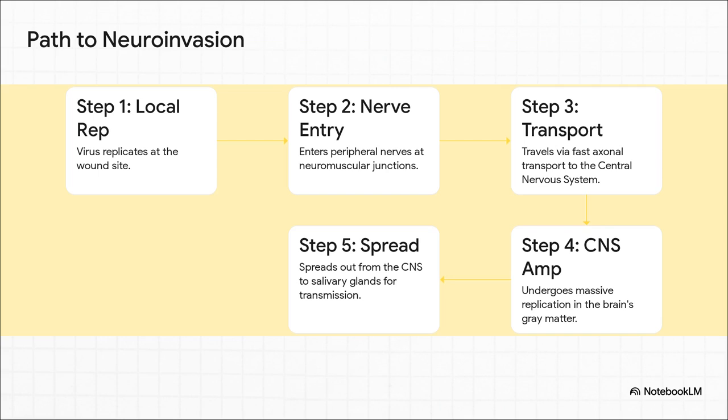Okay, the way this virus moves through the body is both terrifying and brutally efficient. It doesn't mess around. It gets in through a bite, replicates a bit right there in the muscle, and then, this is the scary part, it hijacks the peripheral nerves. It literally hitches a ride on our own neural highways, taking the express train straight to the central nervous system. Once it's in the brain, it replicates like crazy, and then spreads back out, most importantly to the salivary glands, getting ready to jump to its next victim.